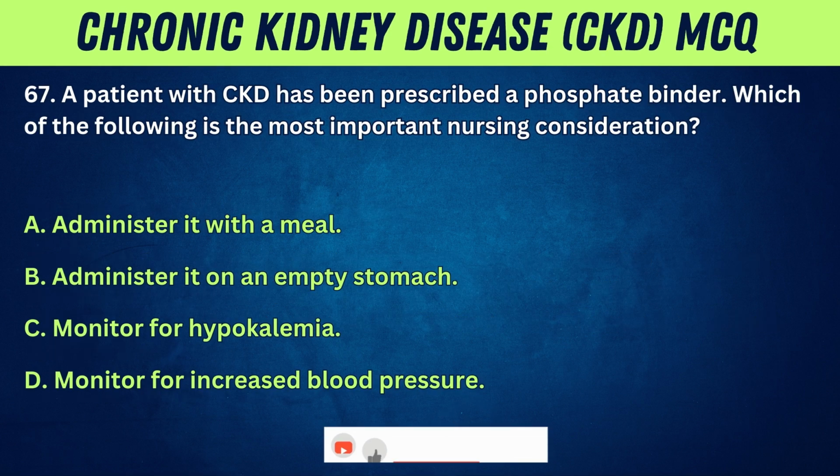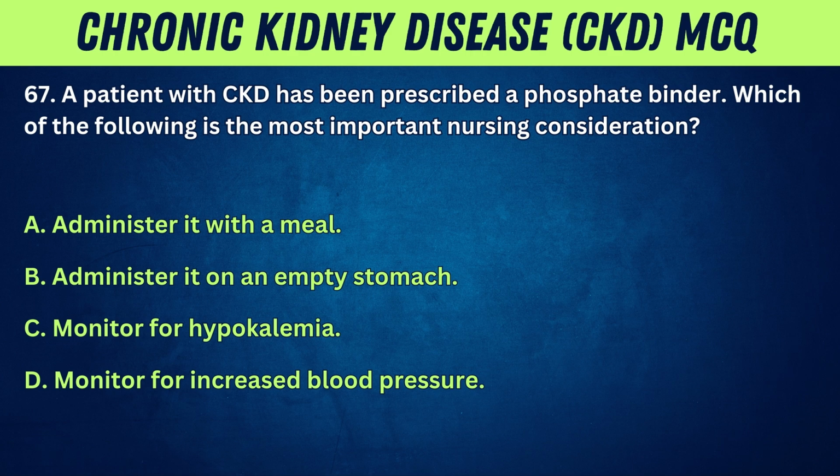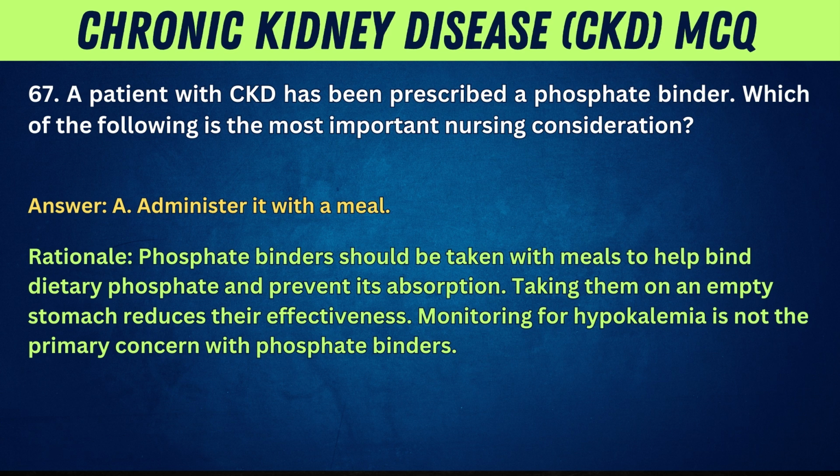67. A patient with CKD has been prescribed a phosphate binder. Which of the following is the most important nursing consideration? A. Administer it with a meal. B. Administer it on an empty stomach. C. Monitor for hypokalemia. D. Monitor for increased blood pressure. Answer: A. Administer it with a meal.